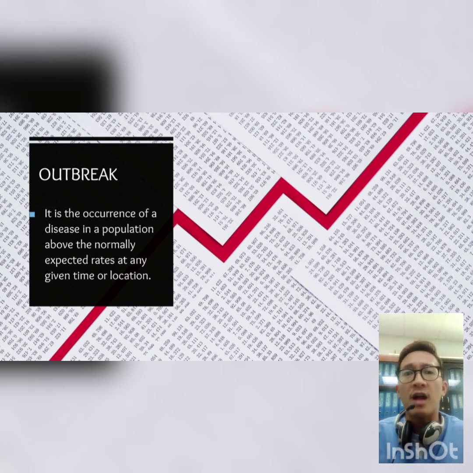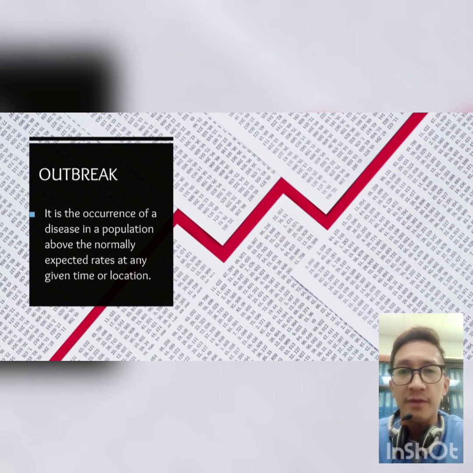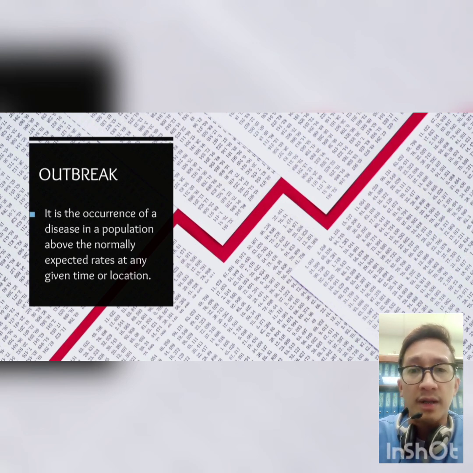So let's say, for example, that for many years the number of cases for a certain disease or infection is at this level only, 5, 5, 4, like that. And in the succeeding year, there was a sudden increase of the same infection or disease. So that is considered already as an epidemic or an outbreak.